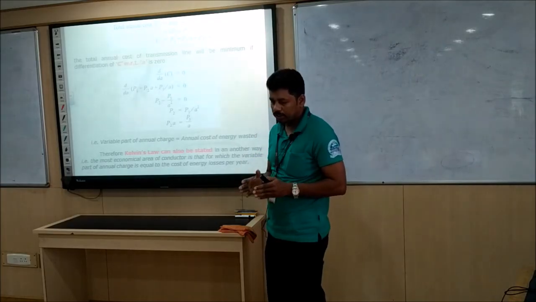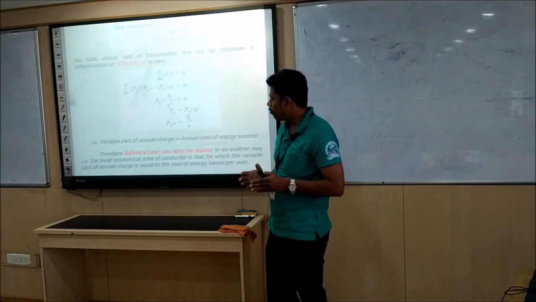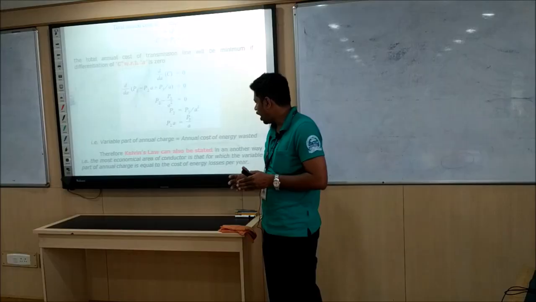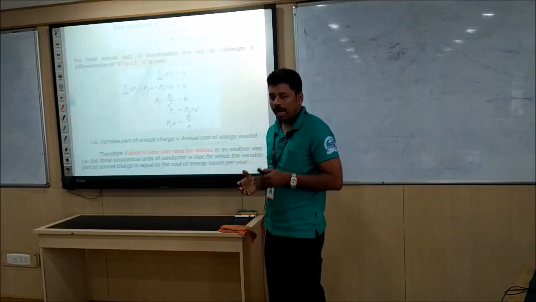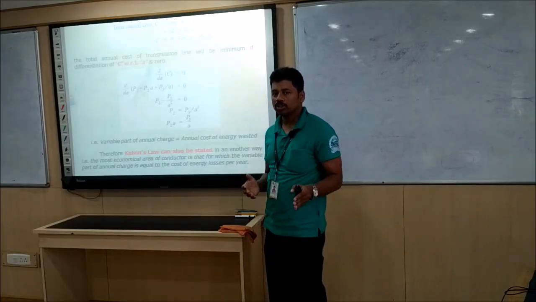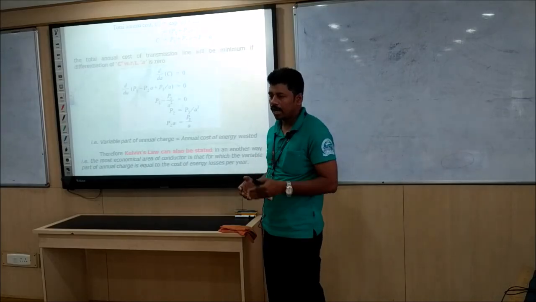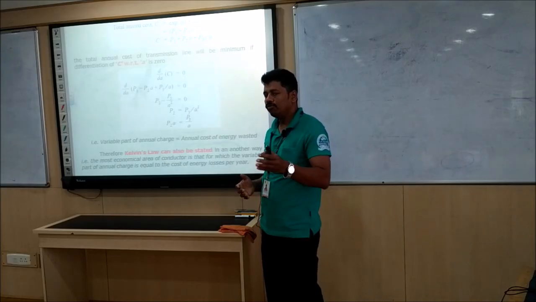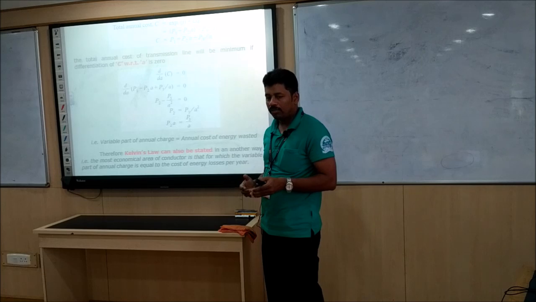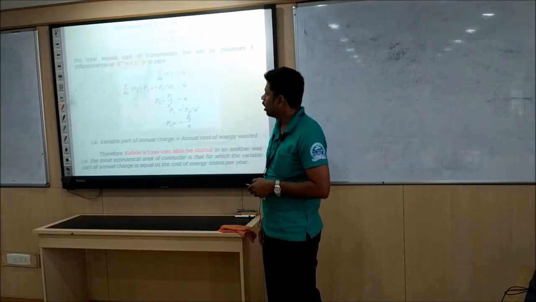According to Kelvin's law statement, whenever the variable part of the annual charge is equal to the annual cost of the energy wasted, at that point, whatever area of cross section you are getting, that is the effective area. But sometimes if you choose that area and check the current capacity, maybe you are not meeting the requirement. So that is the main drawback of Kelvin's law.